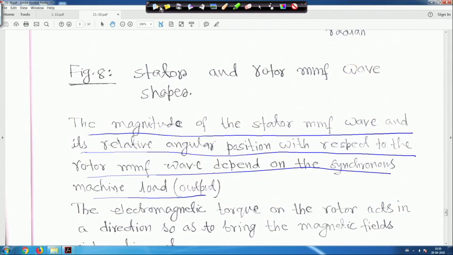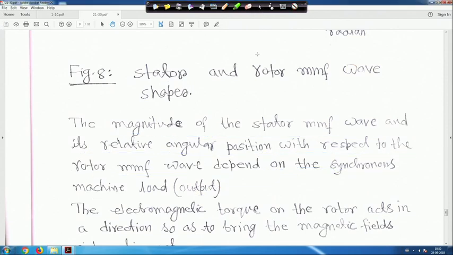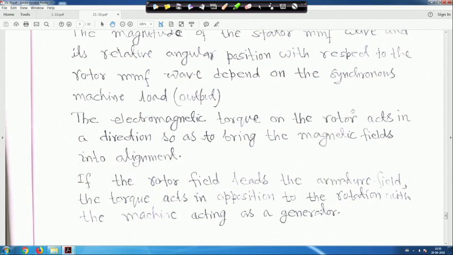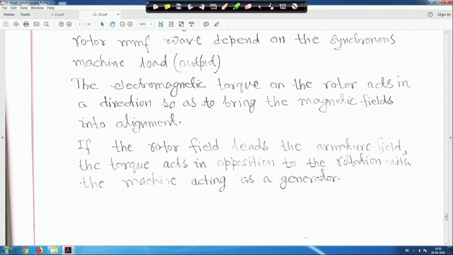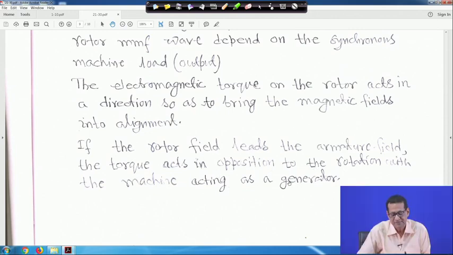That means the electromagnetic torque on the rotor acts in a direction so as to bring the magnetic fields into alignment. So, if the rotor field leads the armature field, the torque acts in opposition to the rotation with the machine acting as a generator. That means, if the machine acts as a generator, the rotor field leads the armature field, right, and the torque acts in opposition to the rotation.